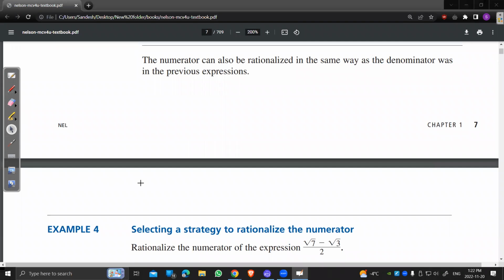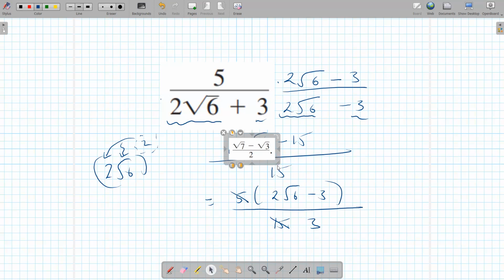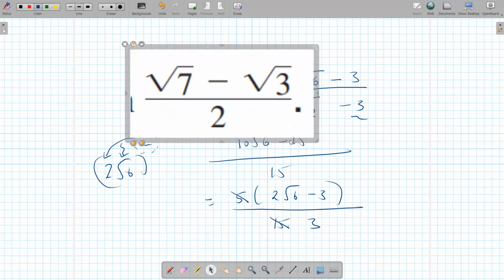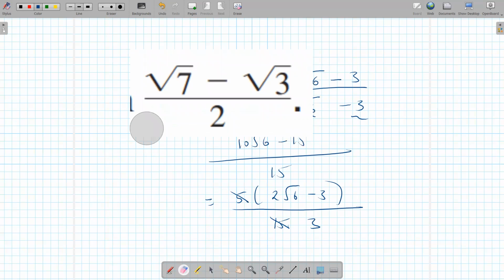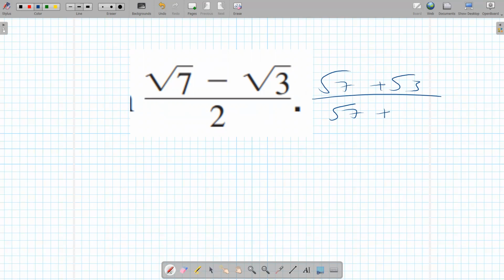Okay, here, this one's asking us to rationalize the numerator. This one's pretty straightforward. What's the conjugate of the numerator there? Root 7 plus root 3. Yeah, that's it, right? Root 7 plus root 3, and then root 7 plus root 3 on the bottom.